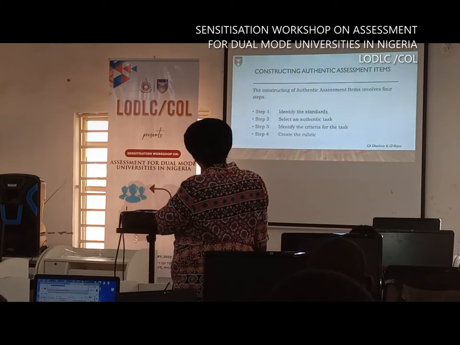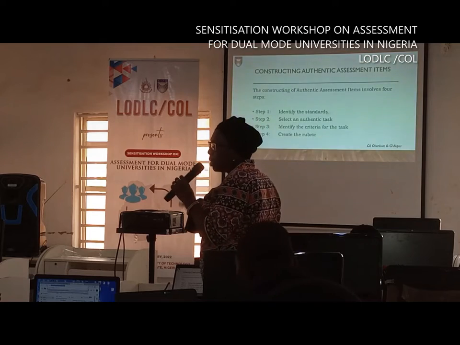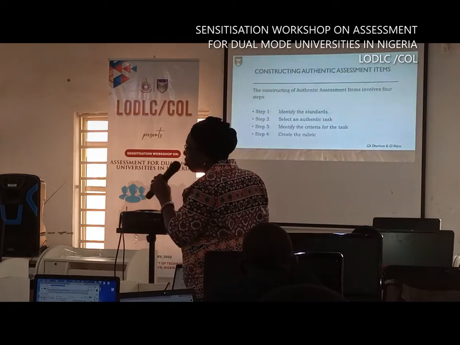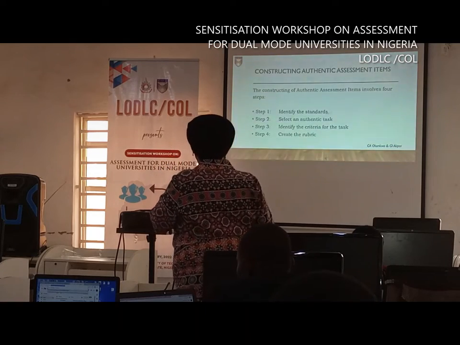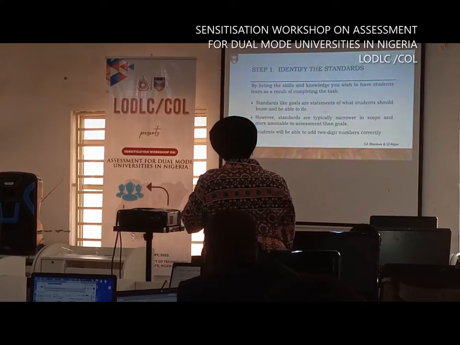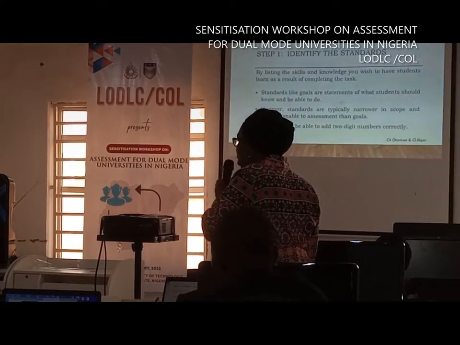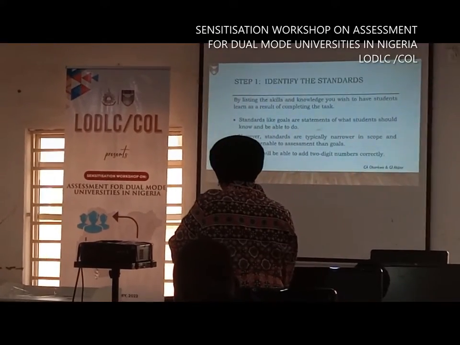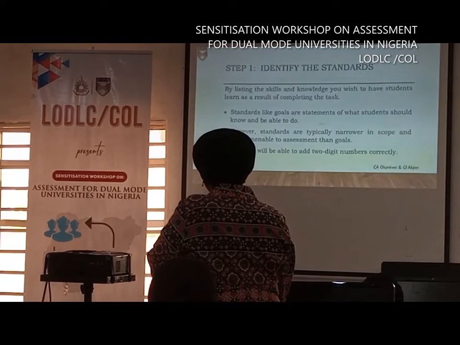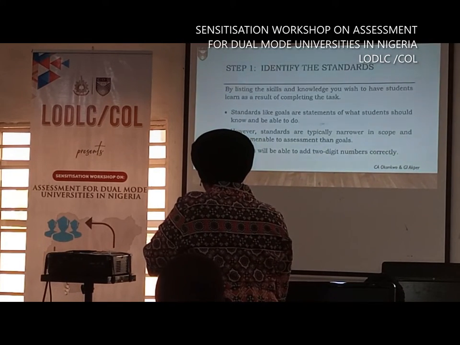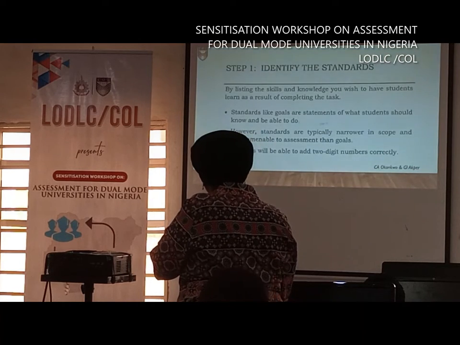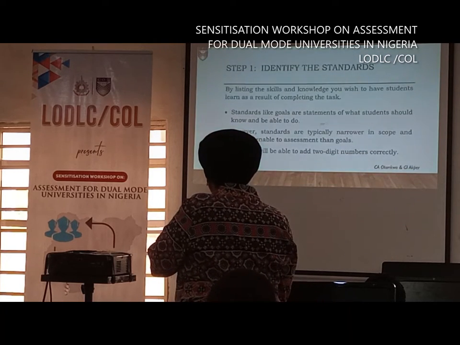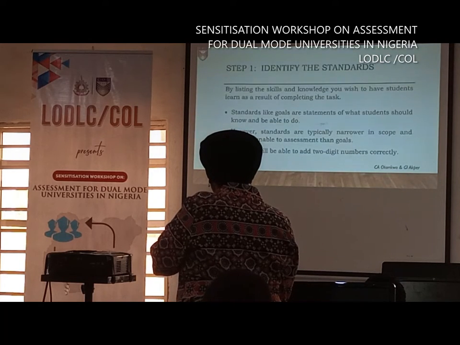So, constructing authentic assessment items involves identifying the standards, selecting an authentic task, identifying the criteria to be met, and creating the rubric. Identifying the standards, that's step one, by listing the skills and knowledge you wish to have students gain as the result of completing the class. Standards, like goals, are statements of what students should know and be able to do. However, standards are typically narrower in scope and more amenable to assessment than goals.